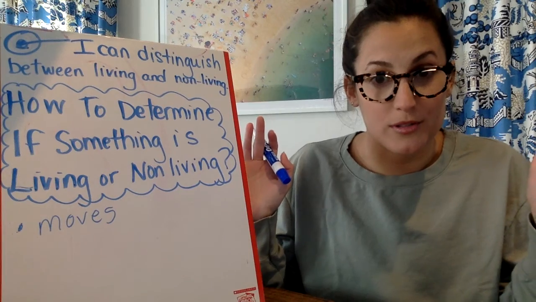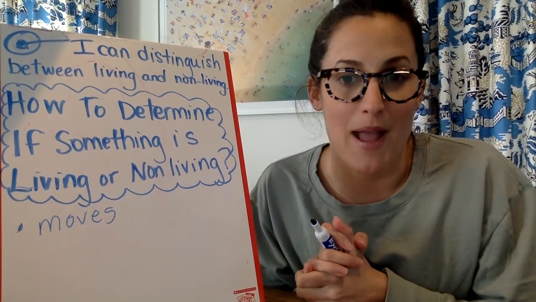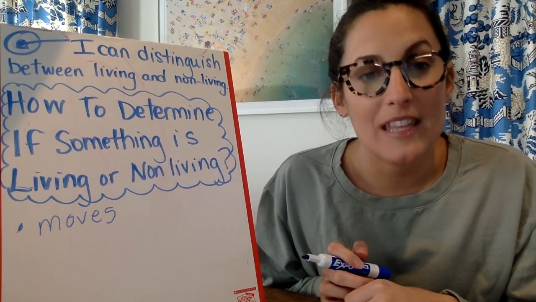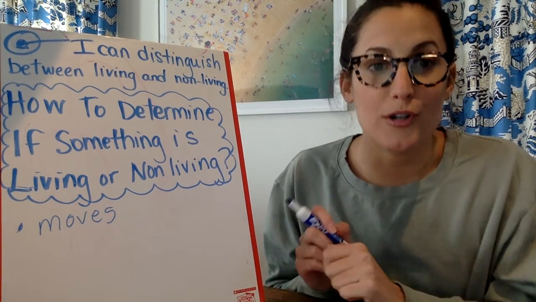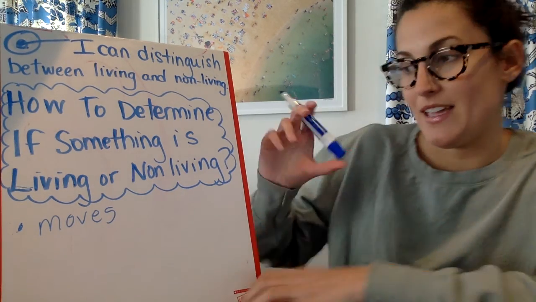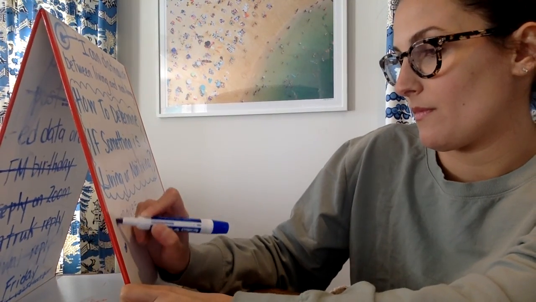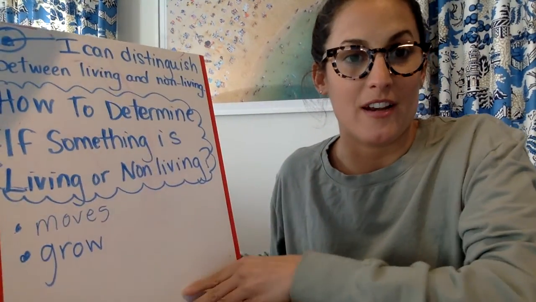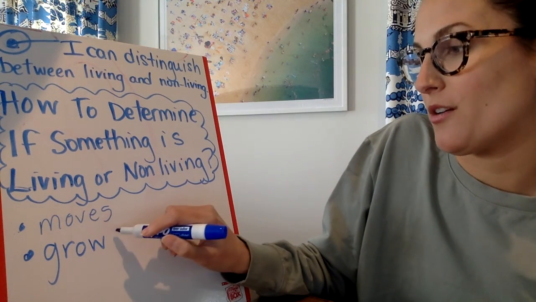Lola also grows. When I first got Lola, she was a teeny tiny puppy at 5 pounds. And now she's 22 pounds. So living things grow just like me and you. So we're going to add grows to our chart also, because that's another thing that makes something living, if it can grow. All right, first graders, you should have moves and grow on your chart, or grows.